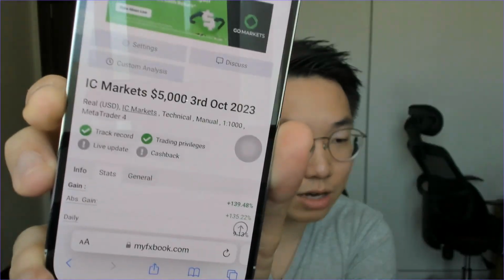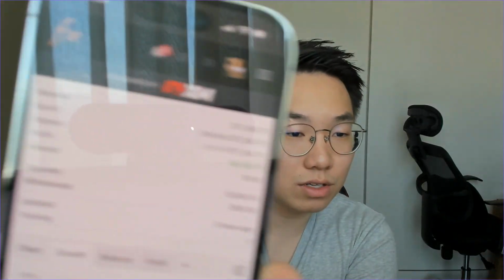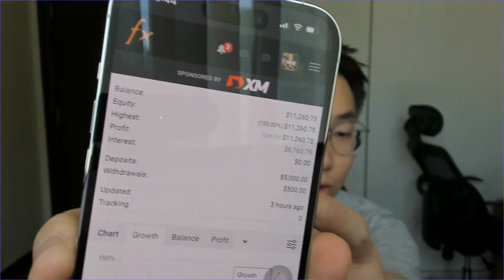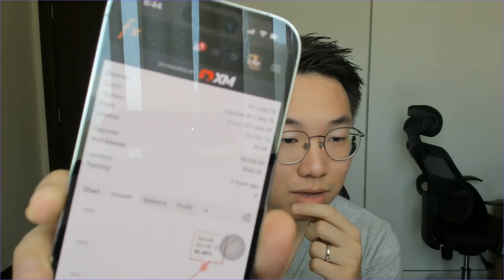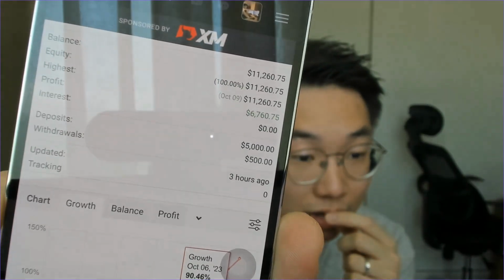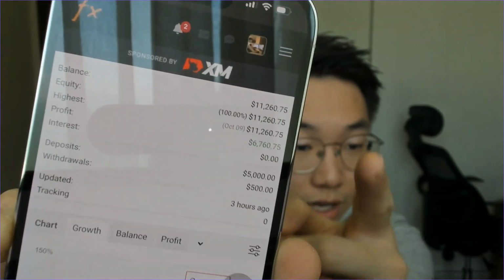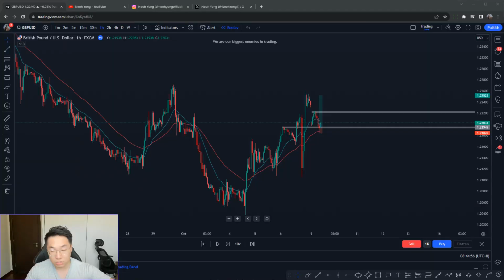$11,260. If I just quickly put on my FX book track record, you can actually see that IC Markets live account, and right now we're up 139.48%. Account balance at $11,260. I actually withdrew a small amount, about 500 bucks, because I was trying to show my community members how reliable IC Markets was. And yeah, we total made about $6,760 profit.